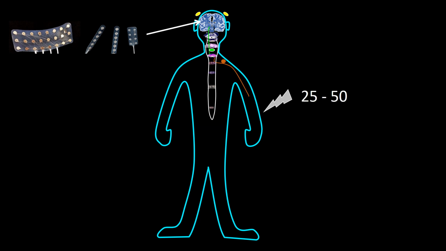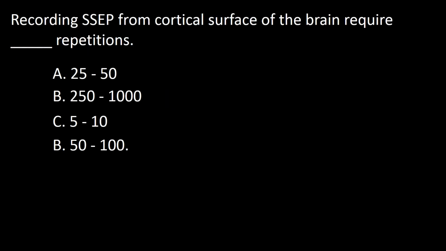Reproducible potentials can be obtained when 25 to 50 repetitions are used because cortical recorded somatosensory potentials tend to be higher, in the range of 200 to 500 microvolts. Despite this, for cortical as well as for scalp recorded potentials, 2 superimposed trials are recommended to check stability of the recording. So the answer to this question is A.